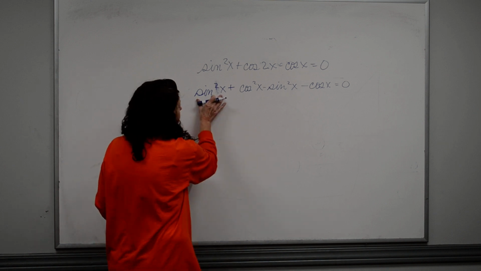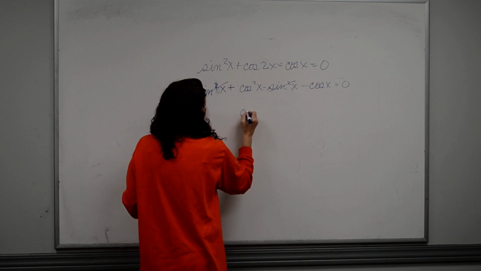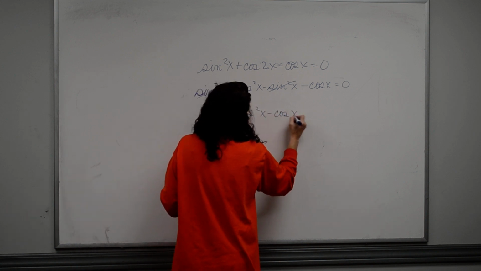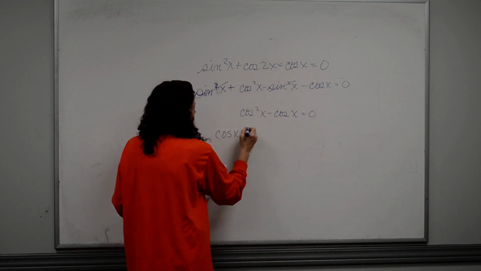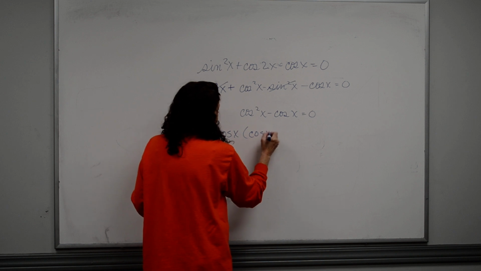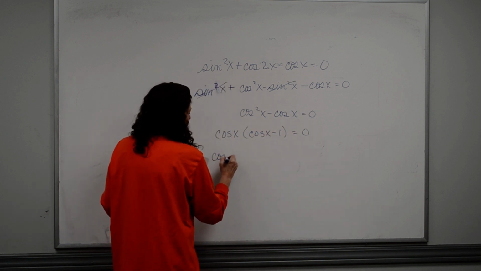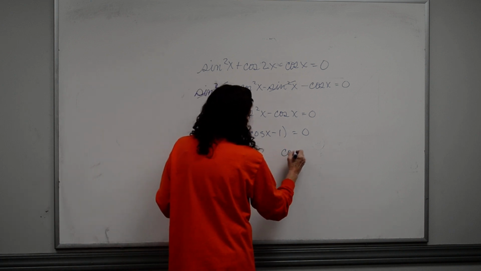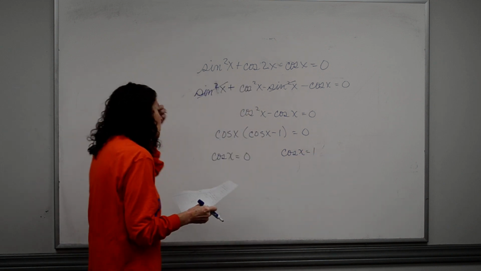I'm looking here, that and that cancel out. So that and that are done, so I don't have to worry about that. So cosine squared of x minus cosine of x equals 0. Looks like I can factor out there. So I have cosine of x times cosine of x minus 1. If I set these both equal to 0, I want to know where the cosine is equal to 0. And then when I solve this one, I want to know where the cosine is equal to 1.